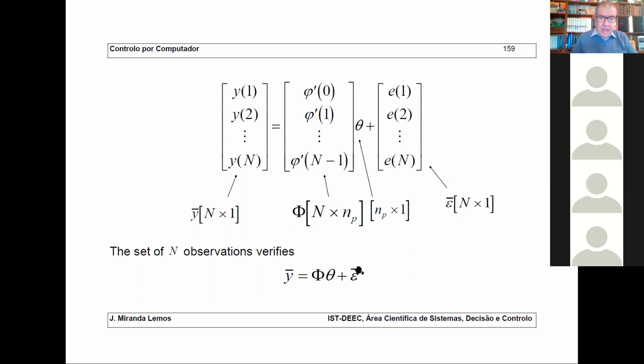Suppose that you don't have any errors. So your model perfectly fits the data. So epsilon bar is not here, okay? Epsilon bar is not here. Can I say that theta is the inverse of phi times y bar?